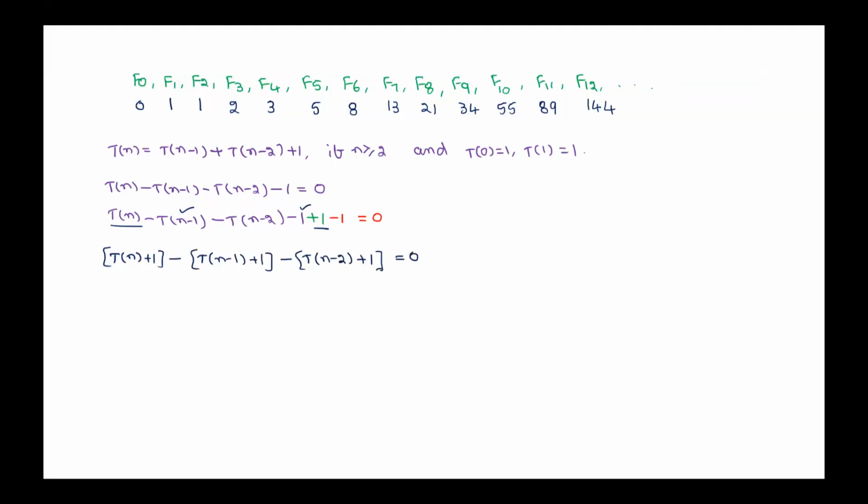Is that okay? You see, for all n greater than or equal to 2, it is now of the form T of n plus 1, T of n minus 1 plus 1, T of n minus 2 plus 1. So now let S of n equal T of n plus 1. Then what happens to this recurrence relation? S of n minus S of n minus 1 minus S of n minus 2 equals 0. Is that okay?